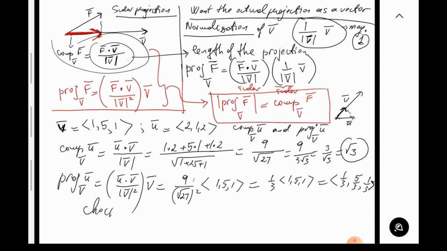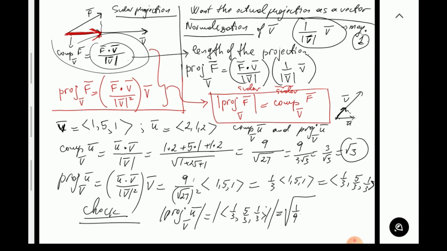You don't need to, but to convince yourself that the length of the projection is the actual component, let's do the length of what we just got here. 1 over 9, 25 over 9, 1 over 9. That gives me root 27 over 9, which, as expected, is square root of 3, which is exactly the component. So I think that's enough for today.